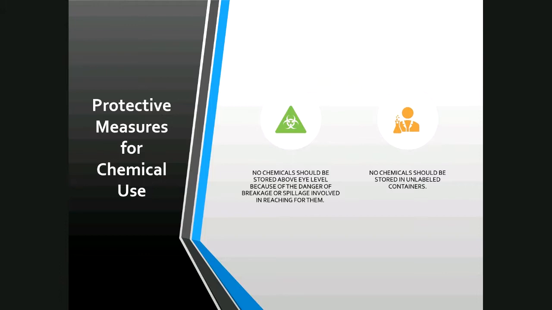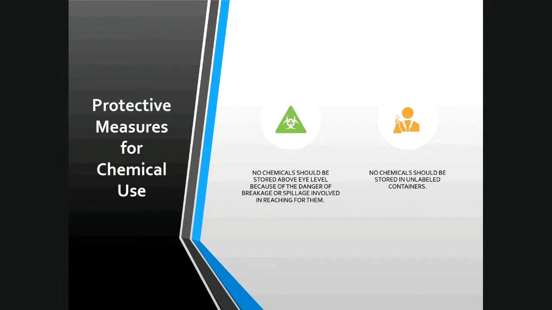Protective measures for chemical use. No chemical should be stored above eye level because of the danger of breakage or spillage involved in reaching for them, and no chemical should be stored in an unlabeled container. So I'm going to give you 2 examples of this. We don't ever want to store a container above eye level or try to get a container down using, let's say, a broomstick, because if the container were not sealed properly, it could spill on you.